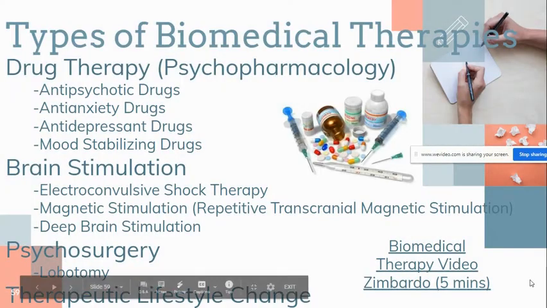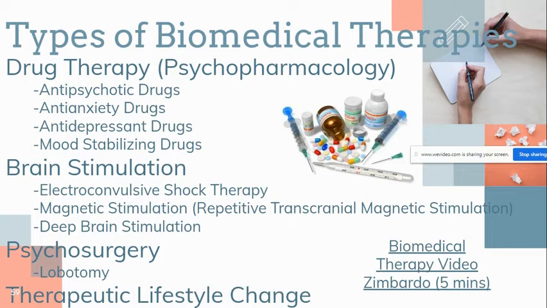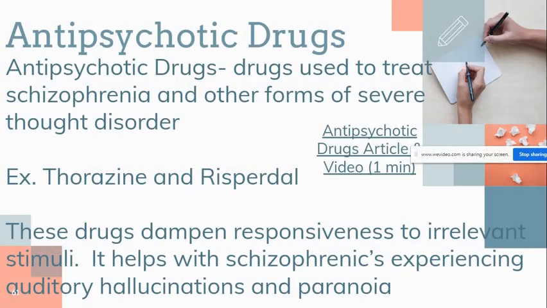So this is just me organizing it like I did on the last one. These are your main 4: drug therapy, brain stimulation, psychosurgery, and therapeutic lifestyle changes. And then I'm putting the types of drug therapy, the types of brain stimulation, the types of psychosurgery. Really good video right here if you didn't watch me do it where I broke it down and gave you time to write. Really good video by Philip Zimbardo, who does a lot of videos about all the psychological concepts, and he's your guy from the Stanford Prison Experiment, if you remember him.